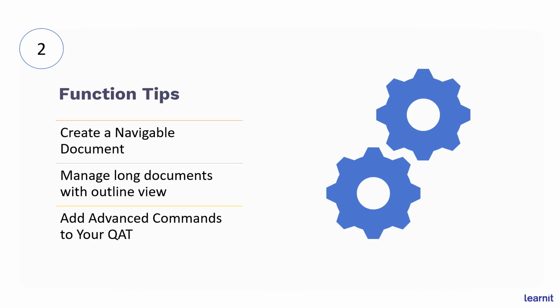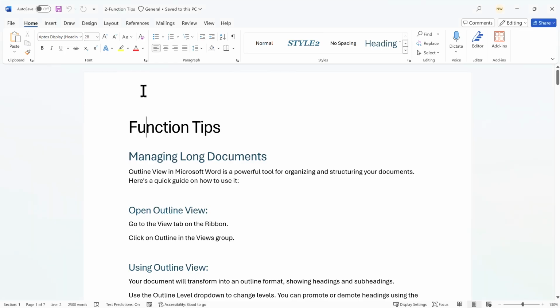In this one, we'll take a look at some different functions of Microsoft Word, such as creating a navigable document. We'll take a look at the outline view, and we can also add some more advanced commands to our quick access toolbar. Go ahead and open up file number 2. This one is function tips. Go ahead and open up that file.